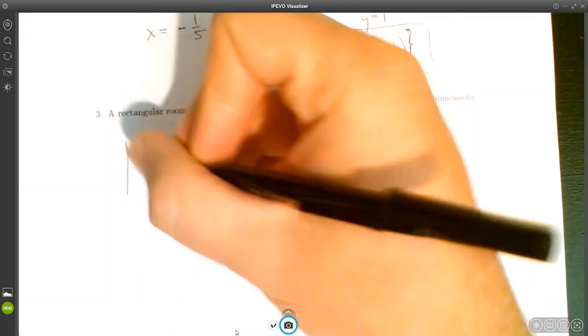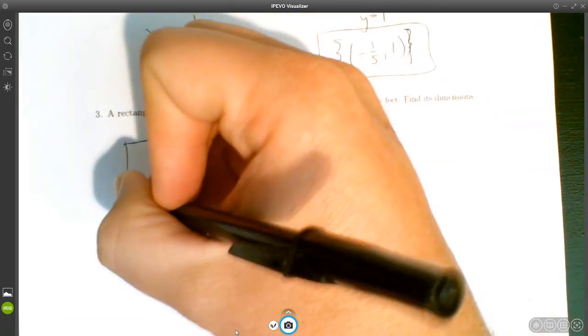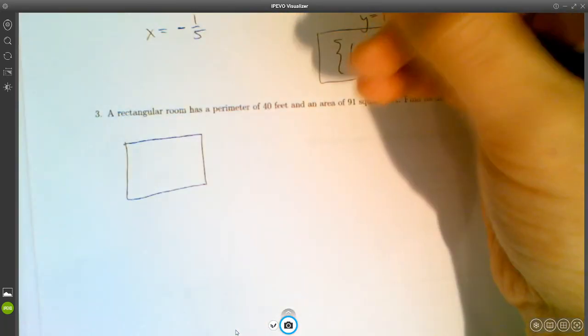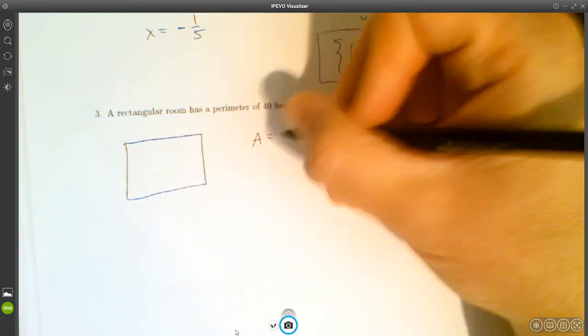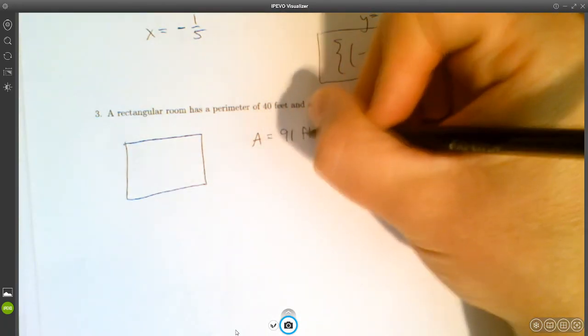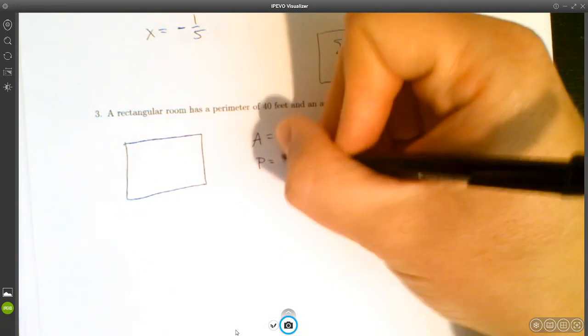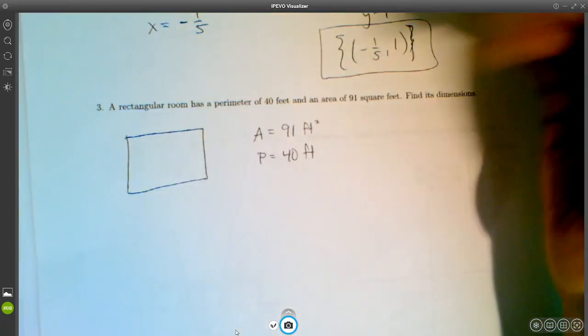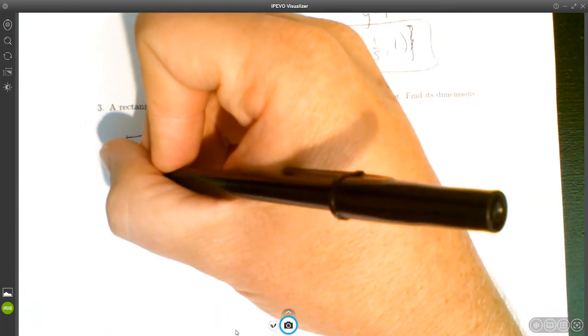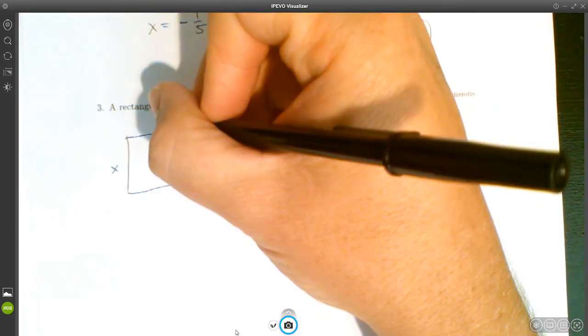Okay, it's a rectangular room. The area is 91 square feet. The perimeter is 40 feet. So maybe I can say this. Let's call the width of the rectangle x and the length of it y.